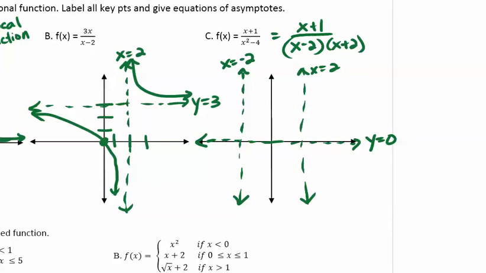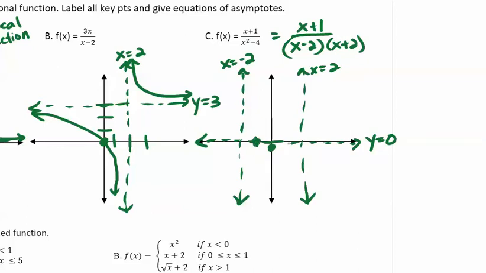If we put 0 in for x, we get a y-intercept of negative 1/4. And if we set the numerator equal to 0, then we'll be finding our other intercept here. So at negative 1 for x, y will be equal to 0.